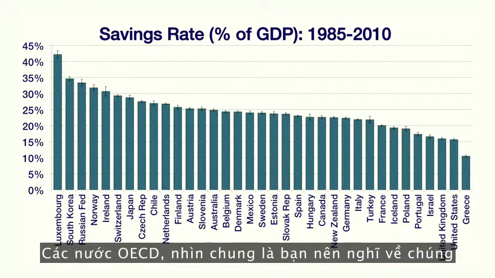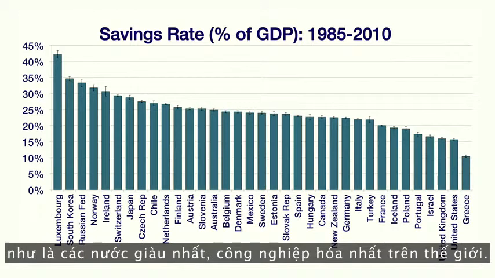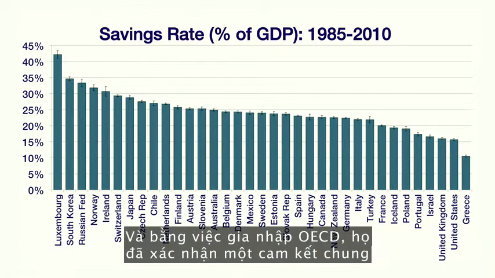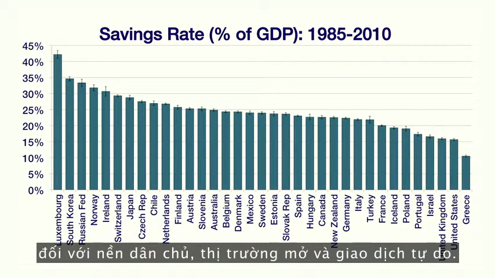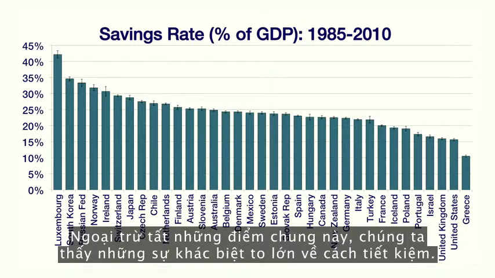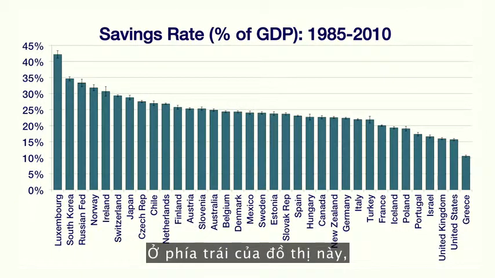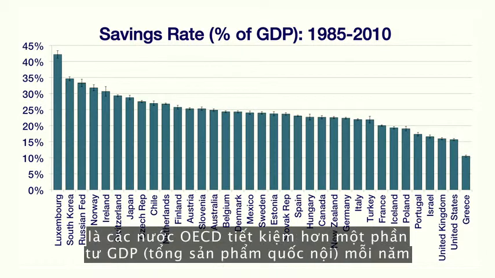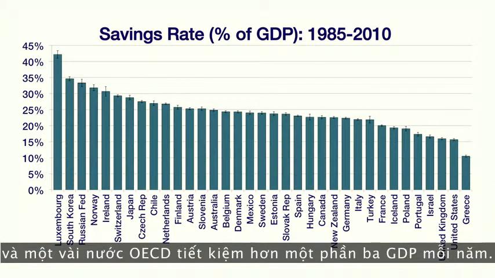OECD countries, by and large, you should think about these as the richest, most industrialized countries in the world. And by joining the OECD, they were affirming a common commitment to democracy, open markets, and free trade. Despite all of these similarities, we see huge differences in savings behavior. So all the way over on the left of this graph, what you see is many OECD countries saving over a quarter of their GDP every year, and some OECD countries saving over a third of their GDPs per year.